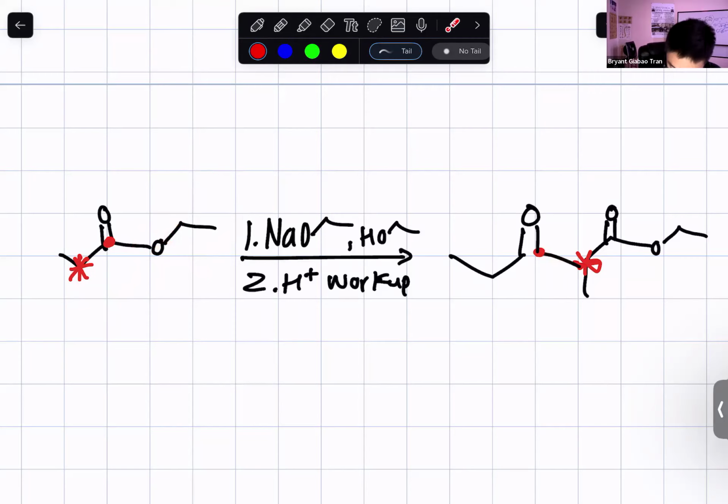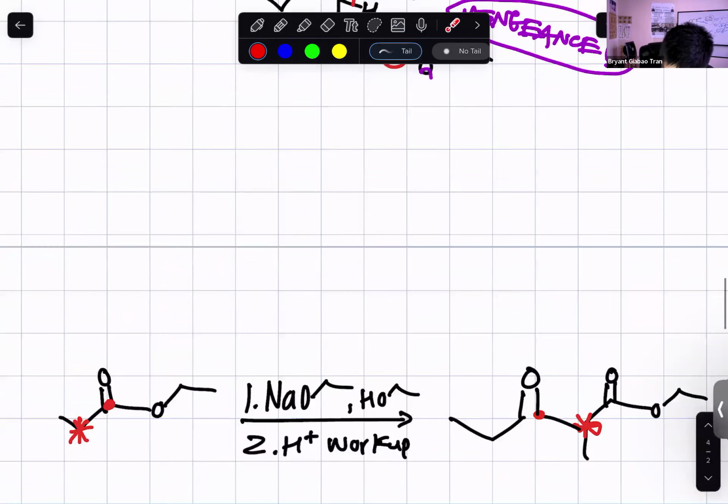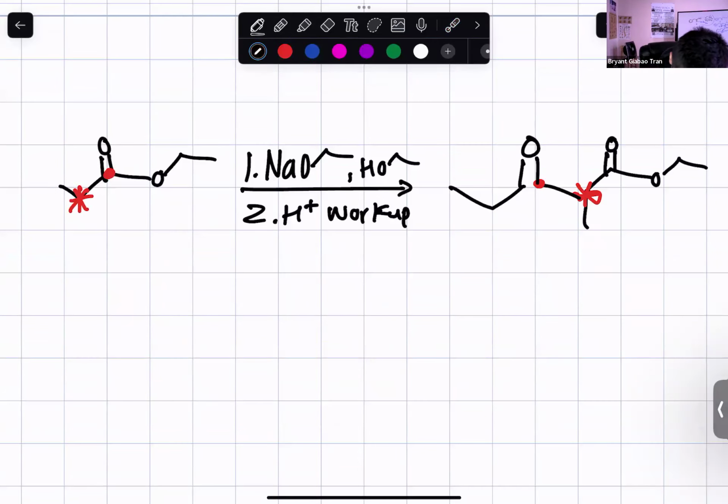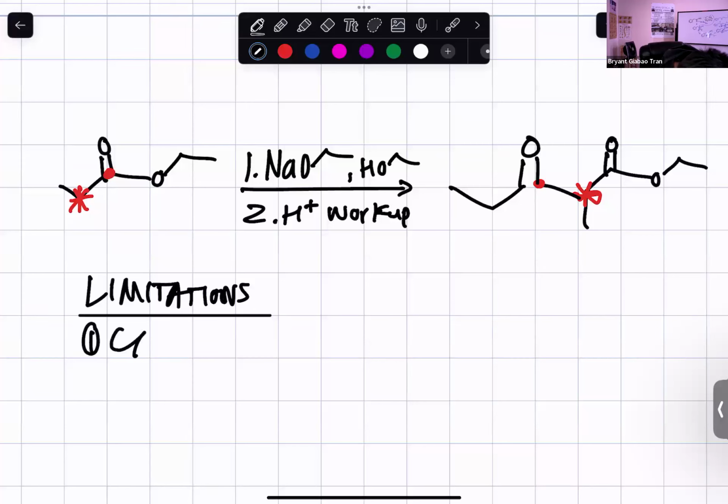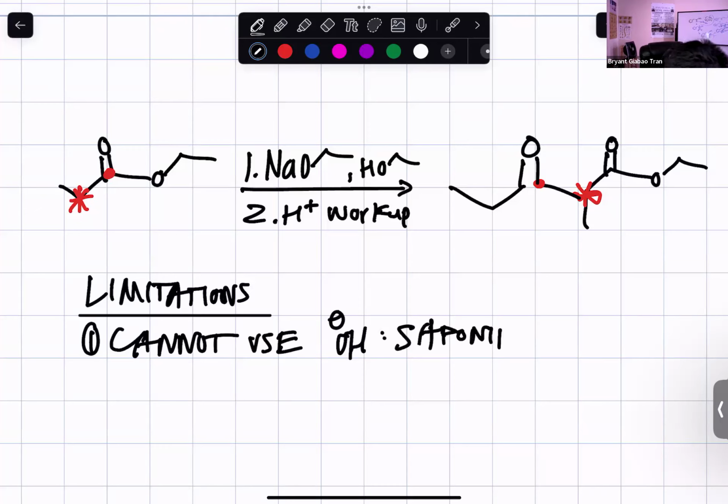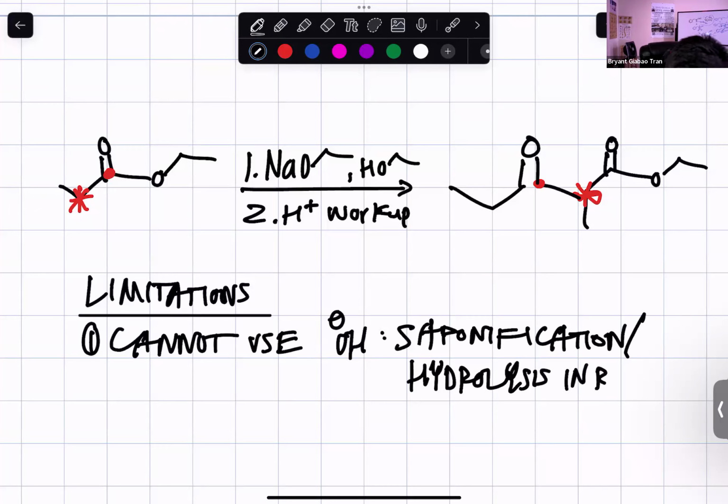So that's how you predict the product quickly. I'm going to show you the 3 limitations for this now. The first limitation: we cannot use OH minus as a base because that would do saponification, or hydrolysis in basic conditions of the ester.